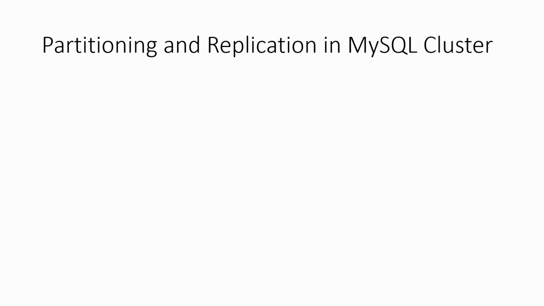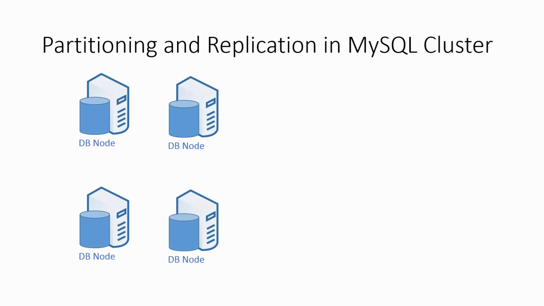So let's talk about how MySQL cluster actually partitions and replicates data among the DB nodes. Assume you have 4 DB nodes in your MySQL cluster. One of the things that you need to configure when you set up a MySQL cluster is the number of replicas that you would like in your cluster. For any given partition, the number of replicas you have will be denoted by this number that you provide when you configure MySQL cluster. In this case, we're going to say, I have 4 nodes and I would like 2 replicas.